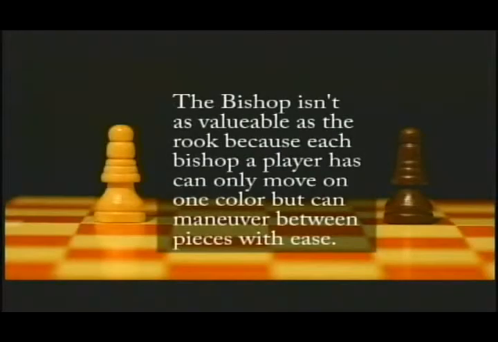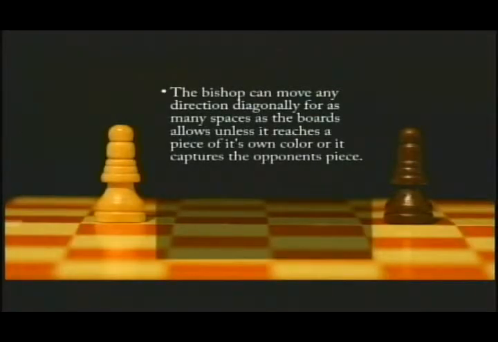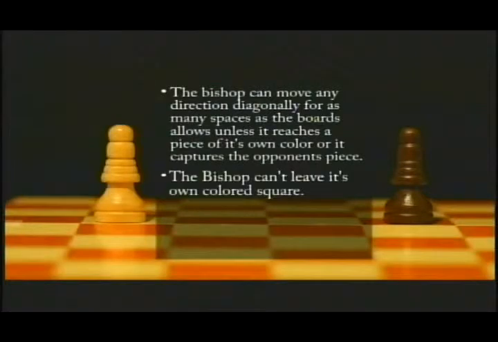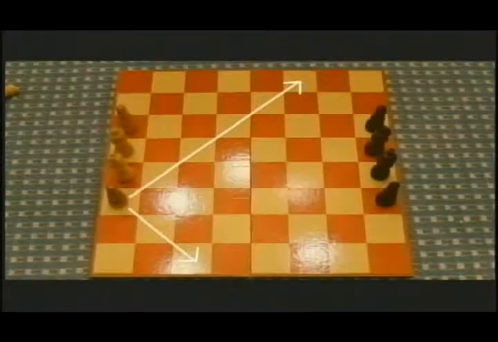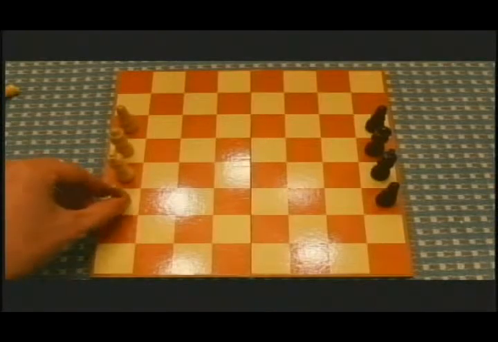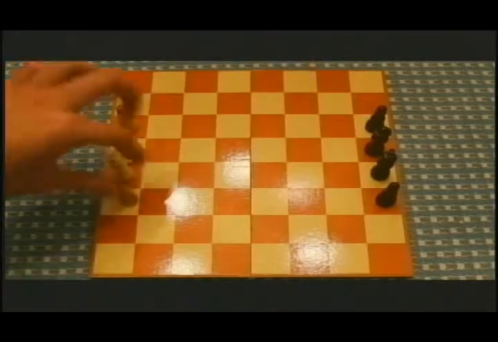Here we have the bishop. The bishop isn't as valuable as the rook because each bishop can move any direction diagonally for as many spaces as the board allows, unless it reaches a piece of its own color or it captures the opponent's piece. The bishop can't leave its own colored square. There are 2 bishops per player, 1 on each colored square. Here we demonstrate how the bishop can move.